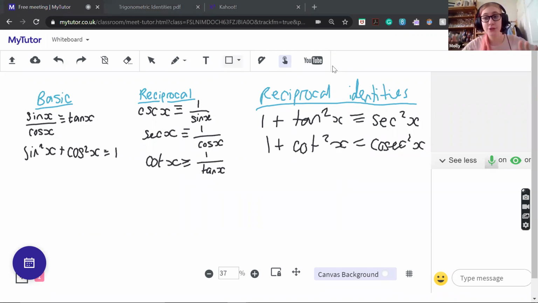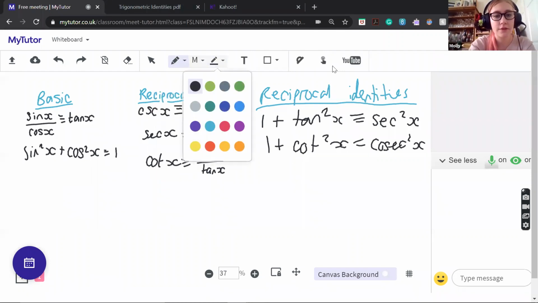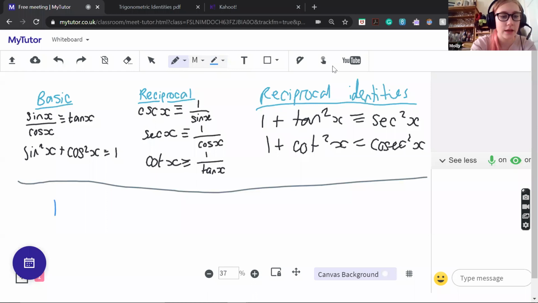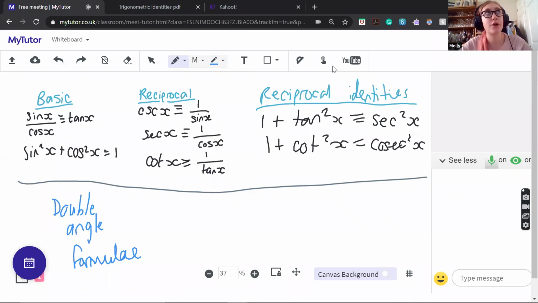Okay, not many more to go, I promise. We're nearly there. Finally, we're going to look at some called the double angle formulae. So let's just draw a line under that because this is a slightly separate kind of thing. And we'll write them here. So the double angle formulae. Now these are used for stuff like to express, for example, sine of 2x in terms of just things with x's. And you'll see why that's really useful in a moment.